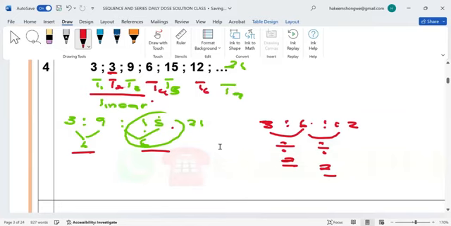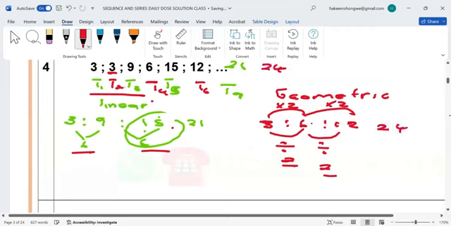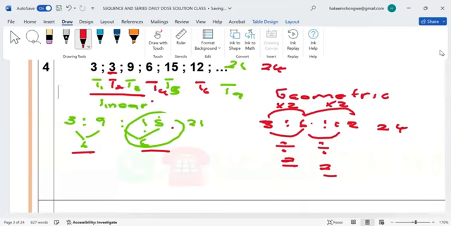Right? Since 2 is equivalent to 2, it makes it geometric. And if it's geometric, it means for us to go from here to here, we multiply by 2. For us to go from here to here, we multiply by 2. So 2 multiplied by 12, what is that? It's 24. So our next term here is going to be 24. And then we are officially done here.